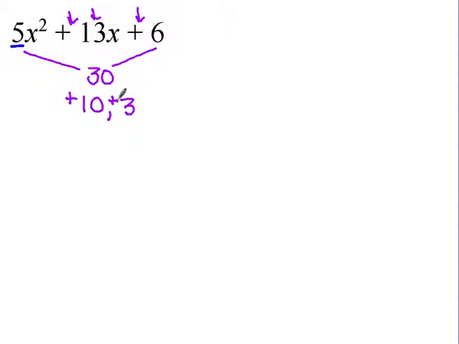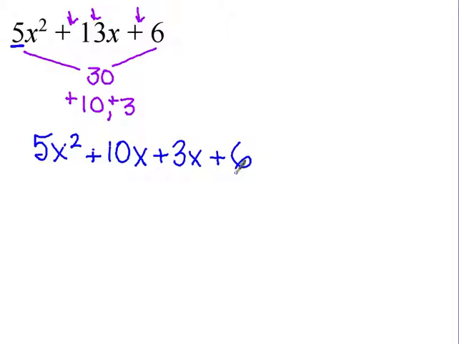So now, let's look at my next step. My next step is going to be to basically rewrite the top problem, except in place of 13x, what am I going to put? 10x plus 3x plus 6. Does it matter the order that I put those in? Yes. No. Okay, let's do this. 5x squared plus 3x plus 10x plus 6. We're going to work through each of these, and I'm going to show you it really doesn't matter. So it doesn't matter the order in which you write them.